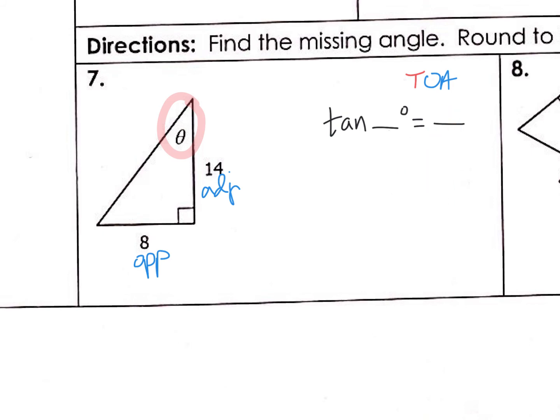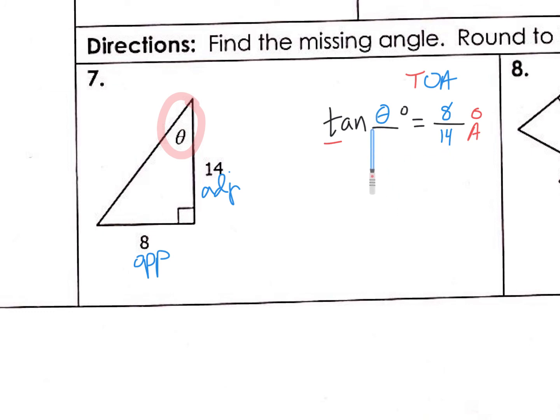So nothing has changed from what we did in questions 1 through 6. I still am going to do the same thing, tripping on acid. I'm going to fill in these 3 blanks here with what I know. So my degree is actually theta, and then my ratio, opposite is going to be 8, and adjacent is going to be 14. So here you can see that we don't have a variable in the fraction.